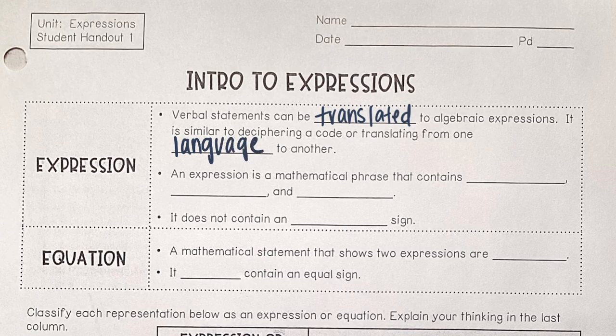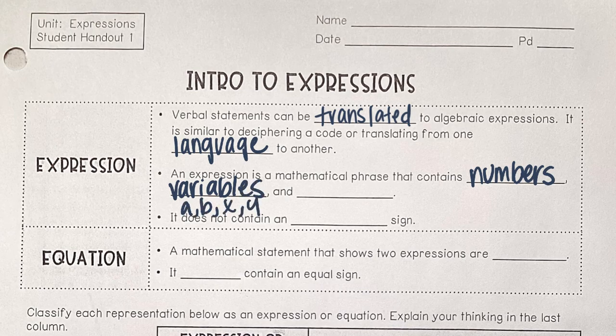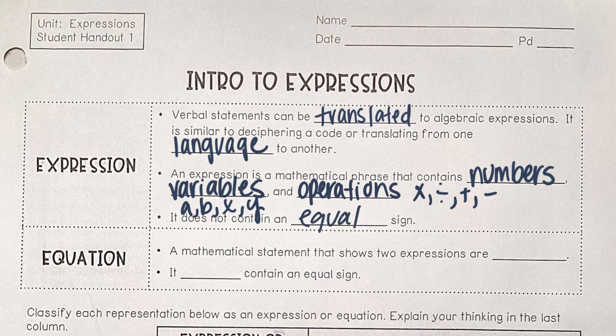So an expression is a mathematical phrase that contains numbers, variables, which are letters, so that could be A, B, X, Y, those are some common ones. And it also contains operations. So multiplying, dividing, adding, and subtracting. So expressions can have any of those things in it. What it does not contain is an equal sign. That's what makes it an expression, because you don't have an equal sign.